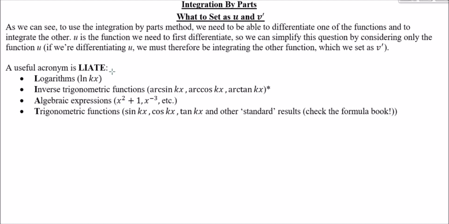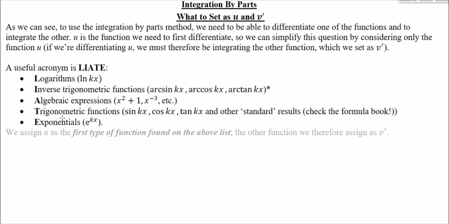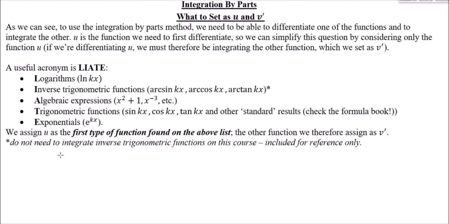And last but not least, the last thing ever you'd want to set as u is an exponential, e to the power some constant multiplied by x. So just to explain again, we assign u as the first type of function found on the above list, then the other function we assign as v dashed. And also, like I said earlier, you don't need to integrate inverse trigonometric functions on this course, so I've just included I, the full acronym LIATE, for reference only.